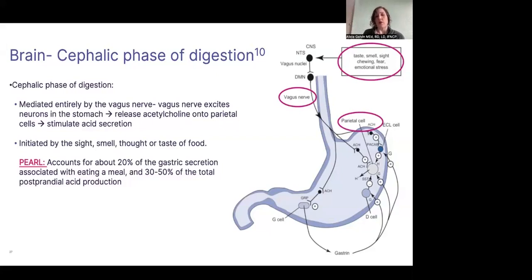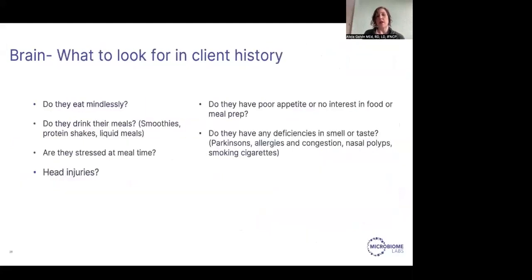So think about clients that are eating mindlessly, or maybe they're drinking their meal, so they're on the go all the time. They're just grabbing a quick pre-made liquid meal, or they're just throwing a bunch of stuff in a smoothie, or maybe even a pre-made smoothie, and they're not really taking the time to sit and prepare the meal. Not that you have to be cooking an extravagant meal at every sitting, but they're not heating something up maybe that could initiate that smell.